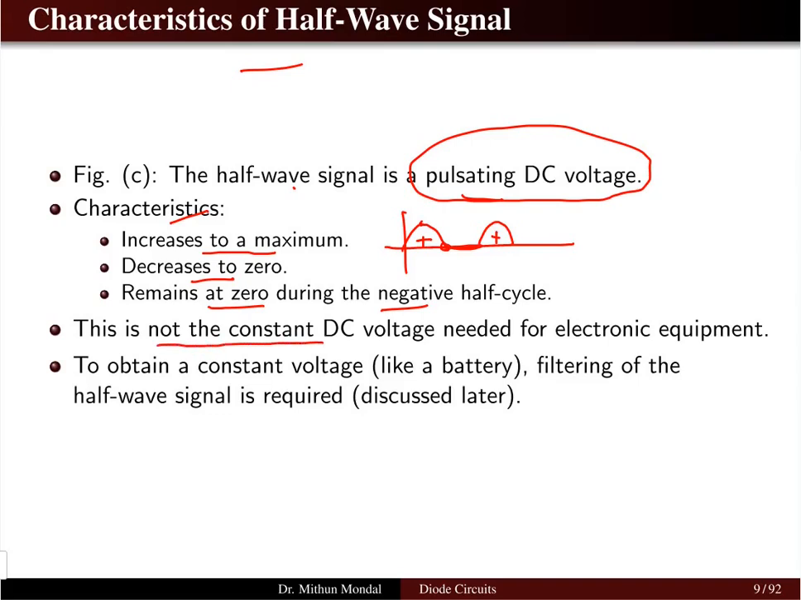This is not the constant DC voltage which is needed for electronic equipment. So you are not basically getting a constant DC voltage. To get a constant DC voltage, you again require filters and regulators. To obtain a constant voltage like a battery, filtering of the half-wave signal is required, which we will discuss in detail later in the topic.